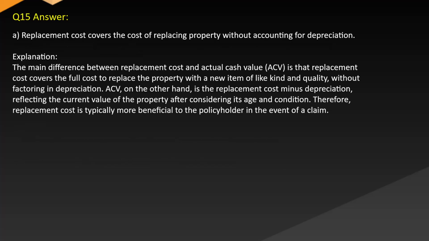And so a replacement cost covers the cost of replacing property without accounting for depreciation. Explanation: the main difference between replacement cost and actual cash value (ACV) is that replacement cost covers the full cost to replace the property with a new item of like kind and quality without factoring in depreciation. ACV, on the other hand, is the replacement cost minus depreciation, reflecting the current value of the property after considering its age and condition. Therefore, replacement cost is typically more beneficial to the policyholder in the event of a claim.